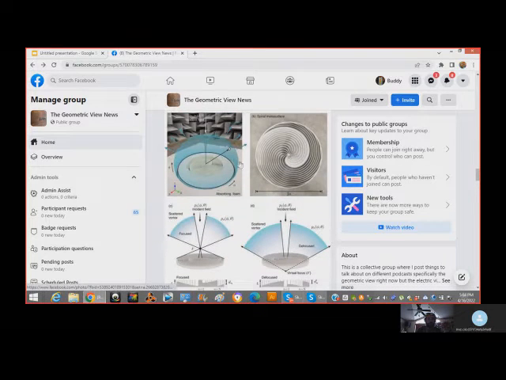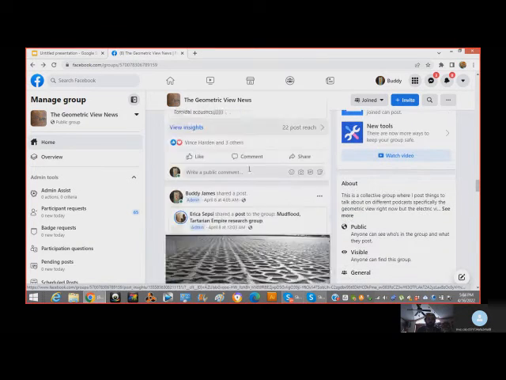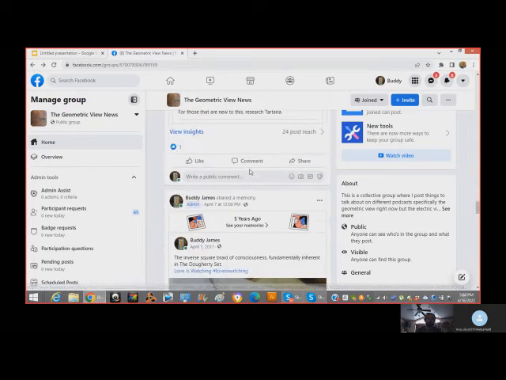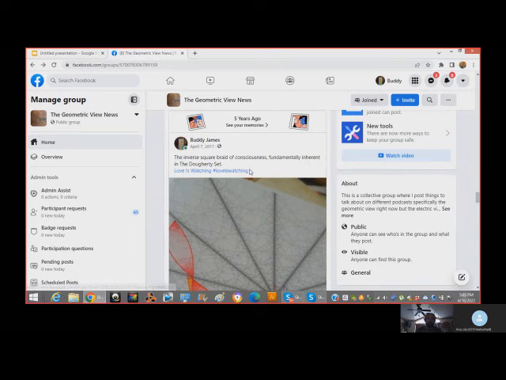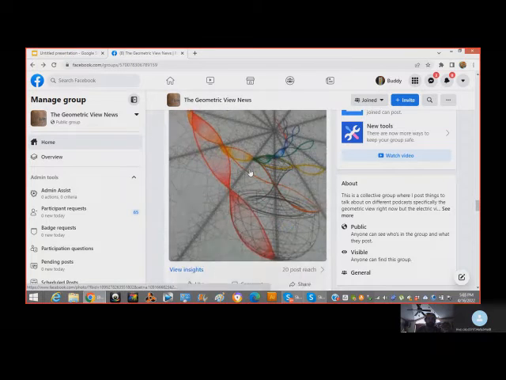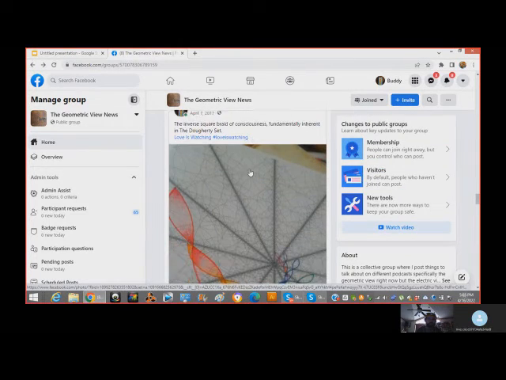Reminds me of this, and the Dome of the Rock, dome of Israel, dome on top of all the cathedrals. More of that type of acoustics and what have you. Grid powering lattices of structures and whatnot. The inverse square braid of consciousness fundamentally inherent within the Dougherty set.